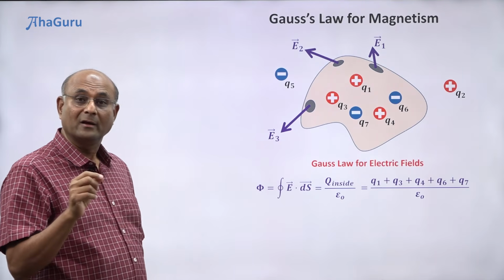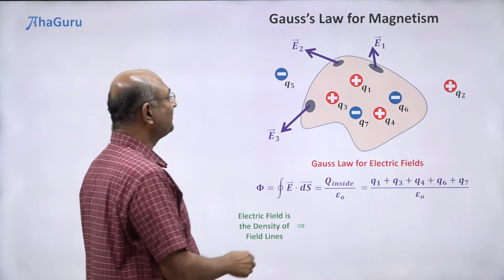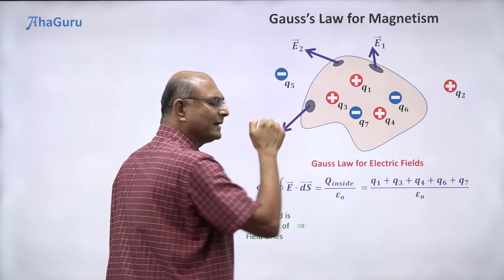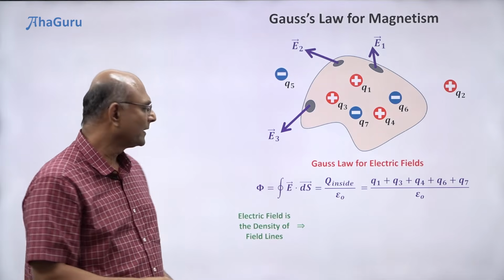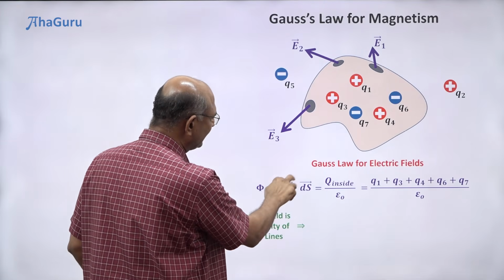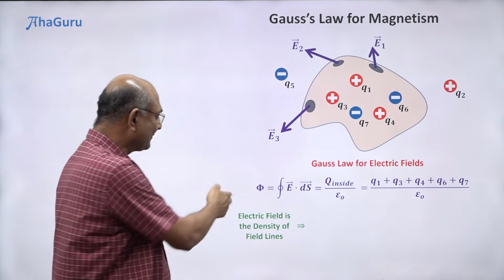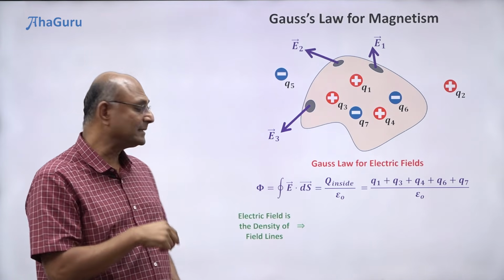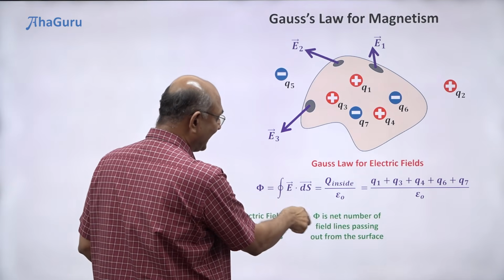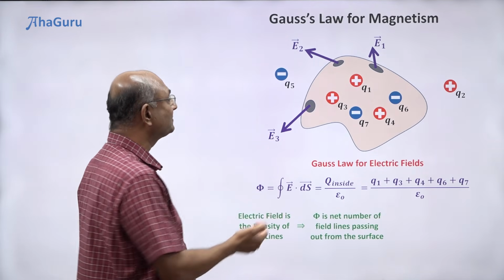Before that, what is electric field? Electric field is the density of field lines. Density of field lines. So the number of field lines divided by the area, that will give you density. So when you're multiplying electric field into area, what are you getting? Electric field is the density of field lines. When you multiply it with area, what should you get? You should get the number of lines. So phi, the flux, is the total number of field lines passing out from the surface.